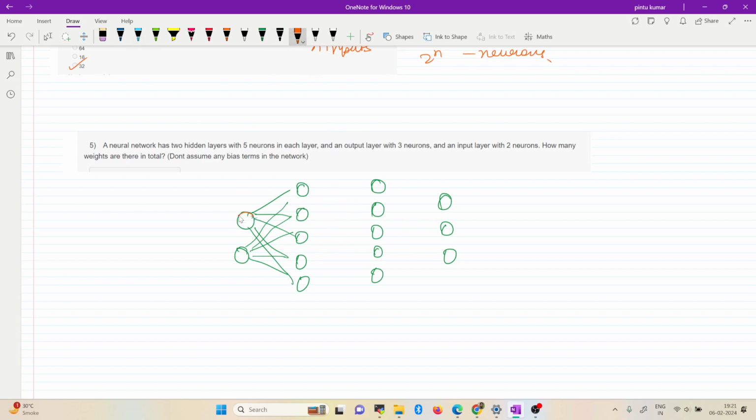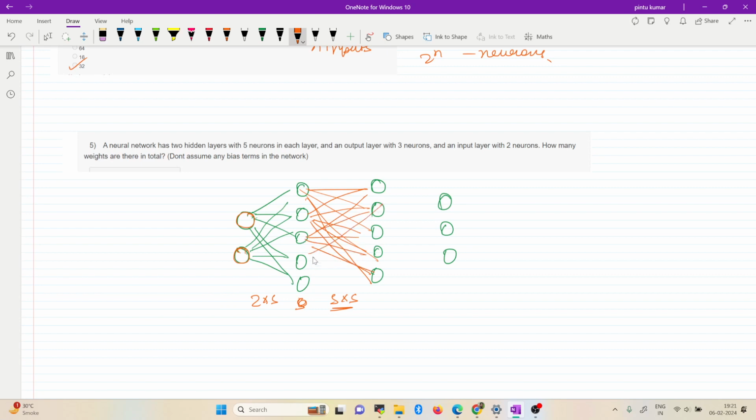From the first input, there are connections going to 5 neurons. Similarly, from the second, we have connections to 5 neurons. So here we have 2 into 5 connections, or weights that we need to learn. Here each of the 5 neurons will have 5 connections, so we will have 5 into 5 weights to learn. For the next neuron again we will have 5 connections. The picture would look very messy, that's why I'm not drawing further.